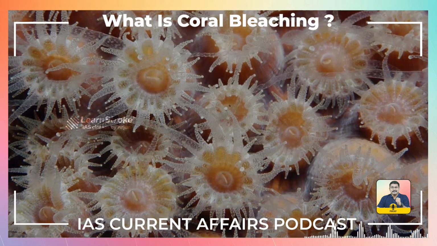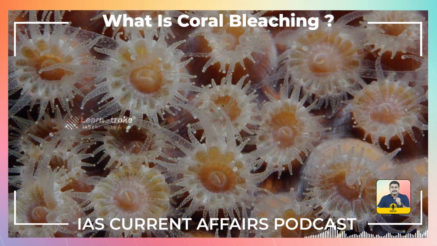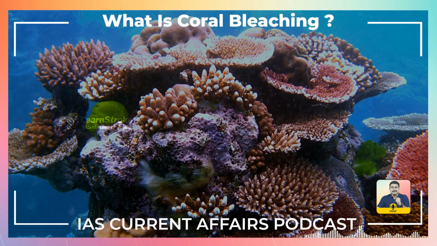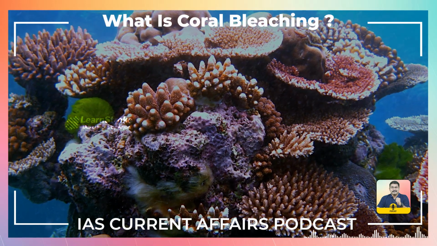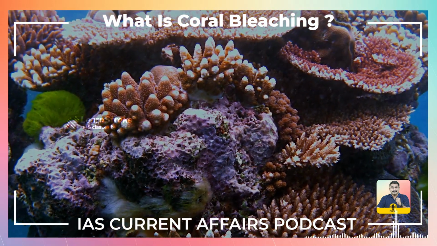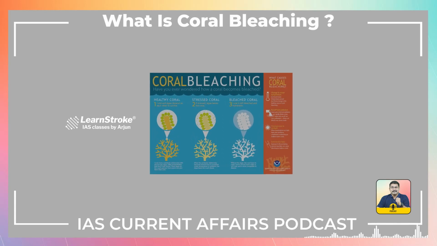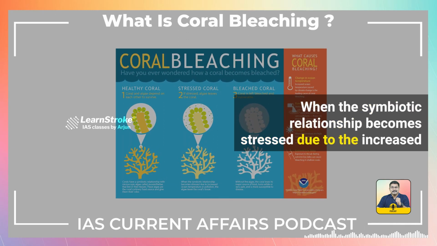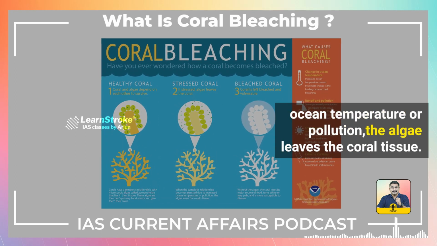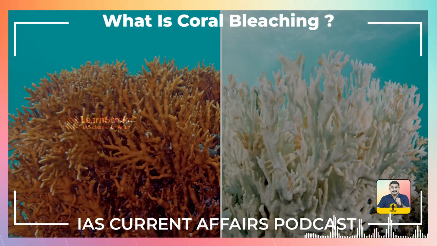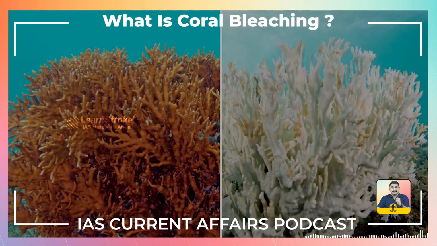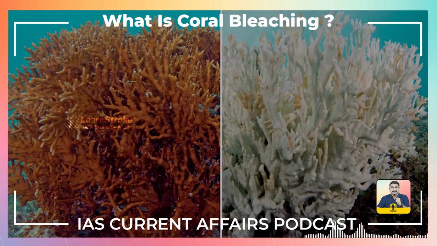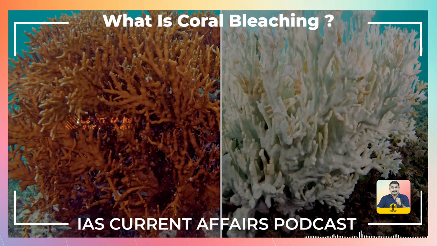Corals and algae depend on each other to survive. Corals have a symbiotic relationship with the microscopic algae called zooxanthellae that live in their tissues. These algae are the coral's primary food source and give them their color. What about the stressed coral? If stressed, algae leaves the coral. When the symbiotic relationship becomes stressed due to increased ocean temperature or pollution, the algae leaves the coral tissue. What about the bleached coral? The coral is left bleached and vulnerable. Without the algae, the coral loses its major source of food, turns white or very pale, and is more susceptible to diseases.